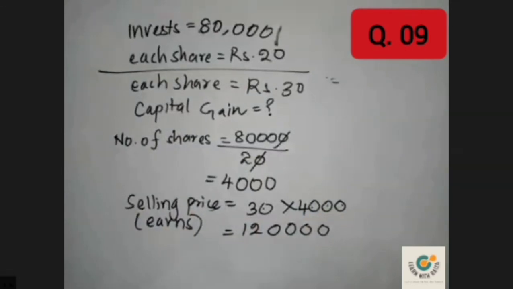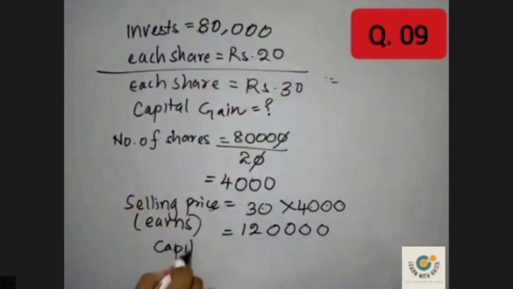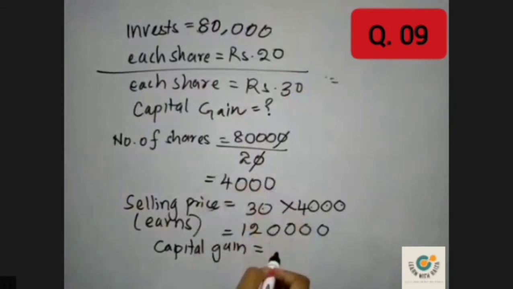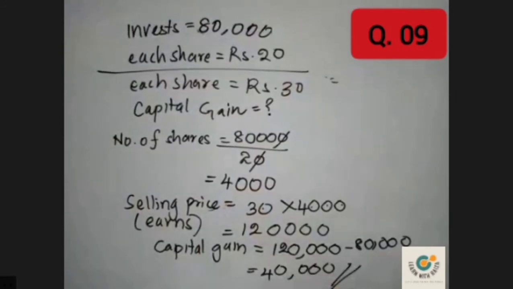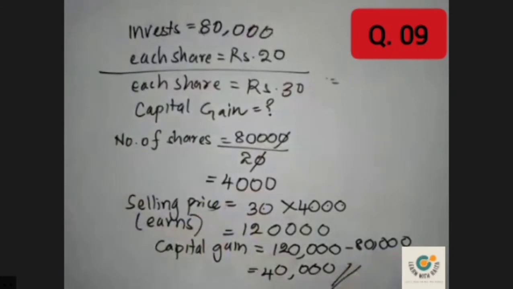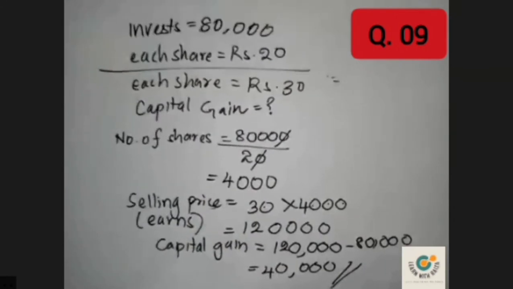Clear? Now, the next step, we are going to find the capital gain. Capital gain will be equal to subtracting, right? 80,000 you have to subtract from 120,000. Then you will get 40,000 rupees. This is the capital gain, right? The amount he earned by selling the shares and the amount he invested should be subtracted. Now, let's move to the last question of the day.